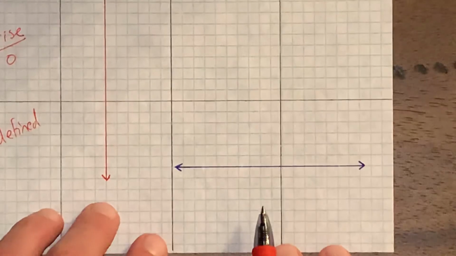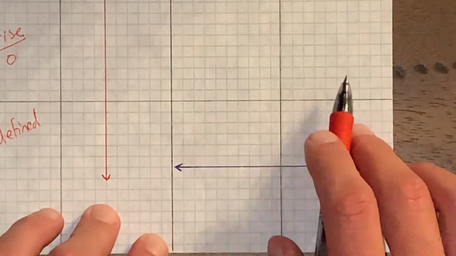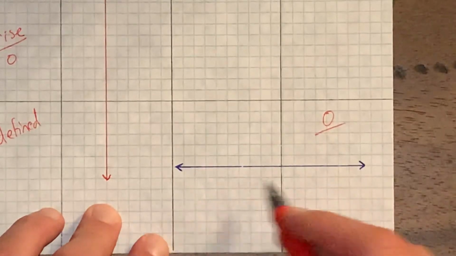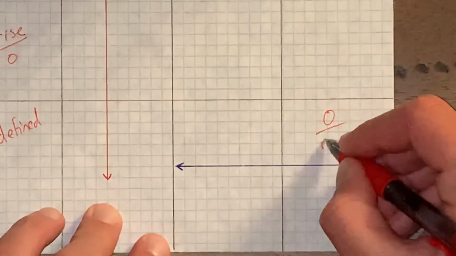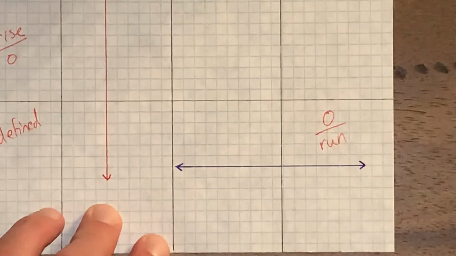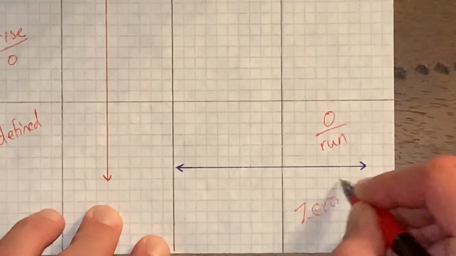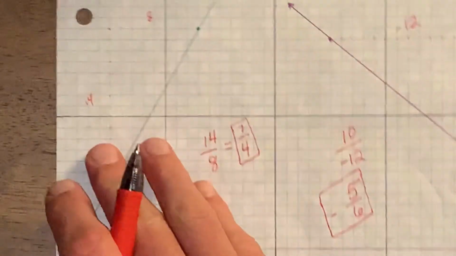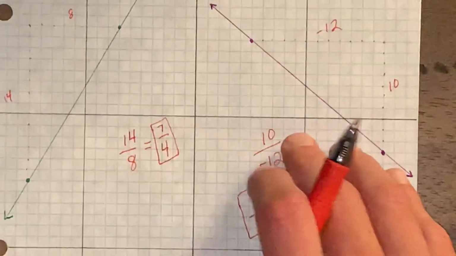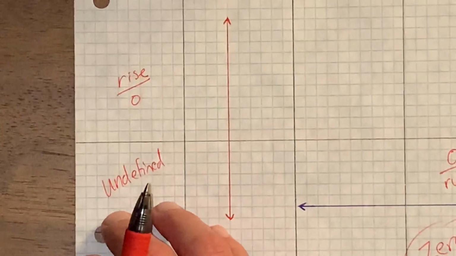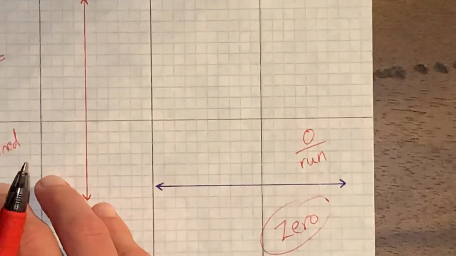The last one is going to be a 0 slope. It's a horizontal line. So I'm never rising. So I rise 0, but I'm continuously running. So it's 0 over the run. And since I have 0 in my numerator, this would be a 0 slope. So these are our 4 examples of slope. Positive is uphill, negative is downhill, undefined is a vertical line, and 0 is a horizontal line.